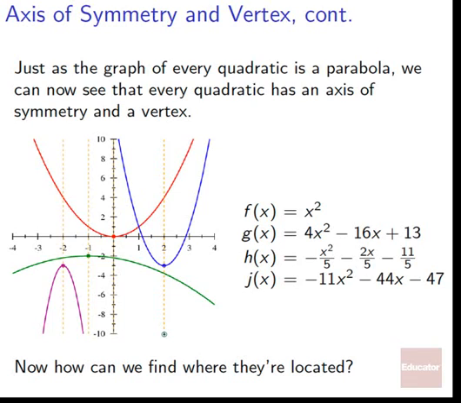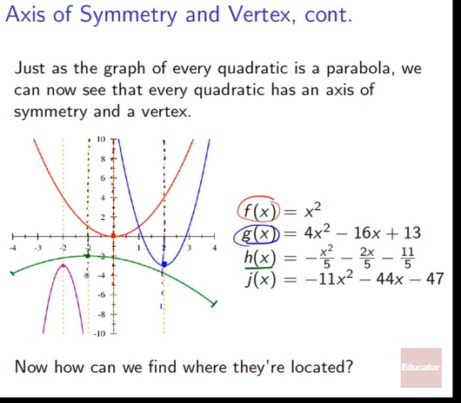Just as the graph of every quadratic is a parabola, we can now see that every quadratic has an axis of symmetry and a vertex. So if we go back through all of our previous ones, our original function, f of x, has a vertex down here, and then it's got an axis of symmetry through the middle. Our g of x right here has its vertex down at the bottom and an axis of symmetry as well. Our h of x in green has its vertex right there. And while it's not quite even on the halves, just because of the nature of the graphing window we're looking at, it still has that same axis of symmetry.